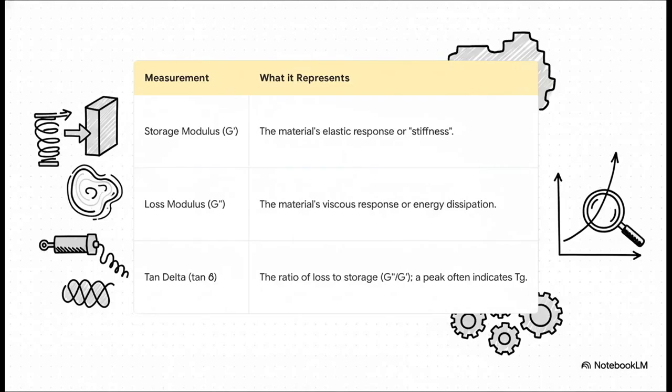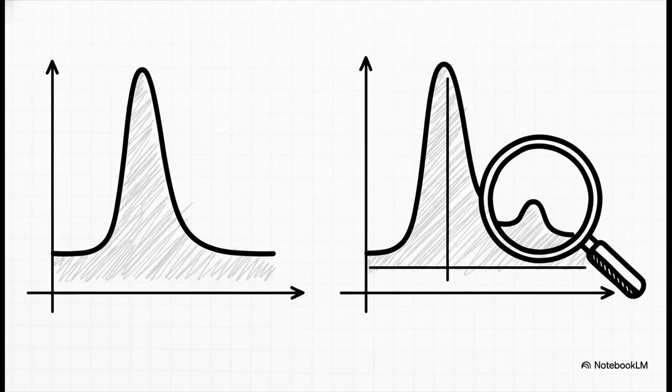The data you get from a DMA gives you three key values. First is the storage modulus, or G'. That's just a fancy term for the stiffness, its elastic nature. Then you have the loss modulus, G'', which represents its viscous side, how well it dissipates energy, like a shock absorber. And finally, you have tan delta, which is just the ratio of those two. Tan delta is incredibly useful because where it peaks is often the most accurate way to measure the glass transition temperature.